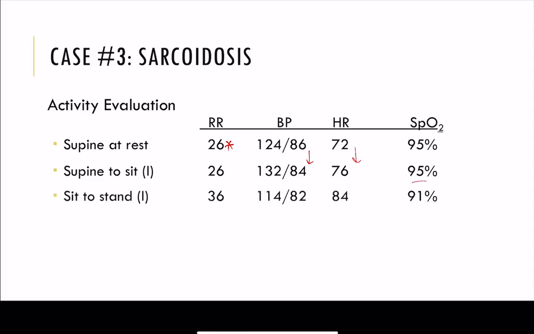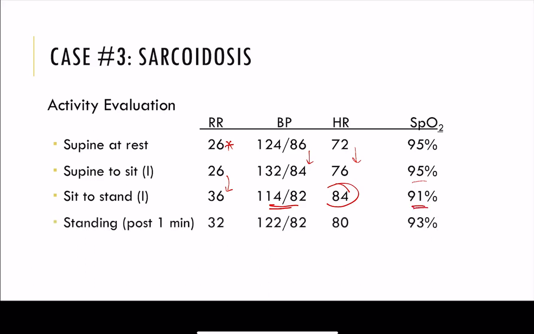So we go ahead and have her stand up. Again, she's doing all this independently. So her respiratory rate does jump. We see a little orthostatic hypotension, maybe compensated with a slight higher bump in heart rate, but kind of right on track. And SATs are falling just a little bit.